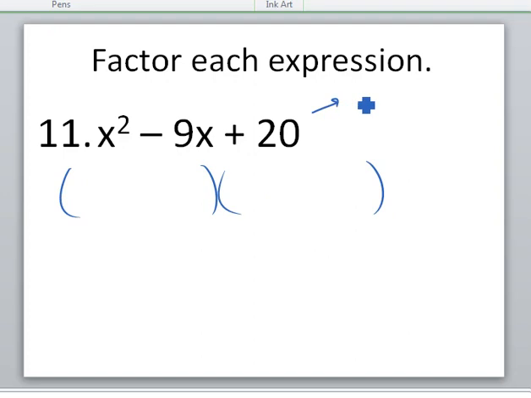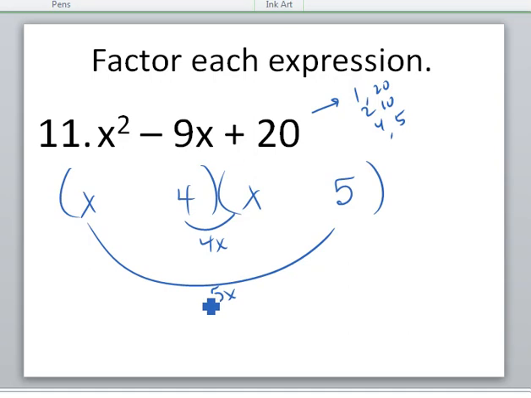On the next one, I have factors of 20, 1 and 20, 2 and 10, 4 and 5. So x and x, 4 and 5 is what gives me 9. This time now I need a negative 9, so I need a negative 5 and a negative 4 for my answers.